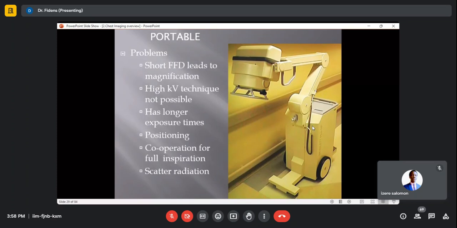Do we have this movable machine in our hospitals? Yes, we have them everywhere. We use them in ICU, for very sick patients, for neonate patients. We have them. Okay?